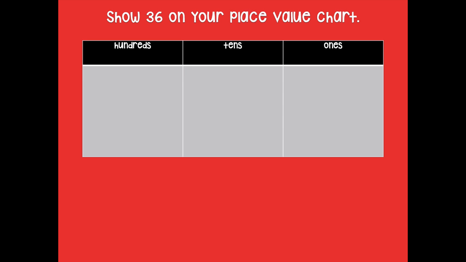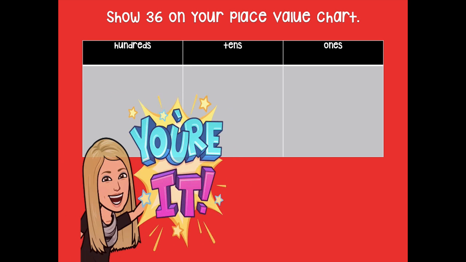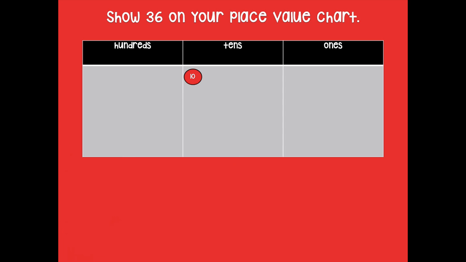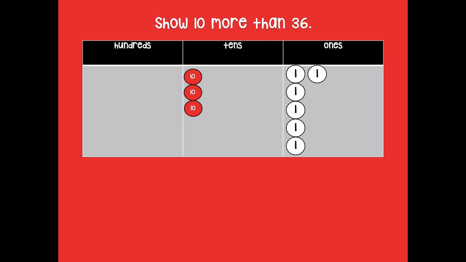All right, so again, we're going to keep that 36 on our place value chart. So make sure that you have 36 on your place value chart. And then click play when you're ready for the next step. All right, friends, so here is 36 again on our place value chart. Show 10 more than 36.